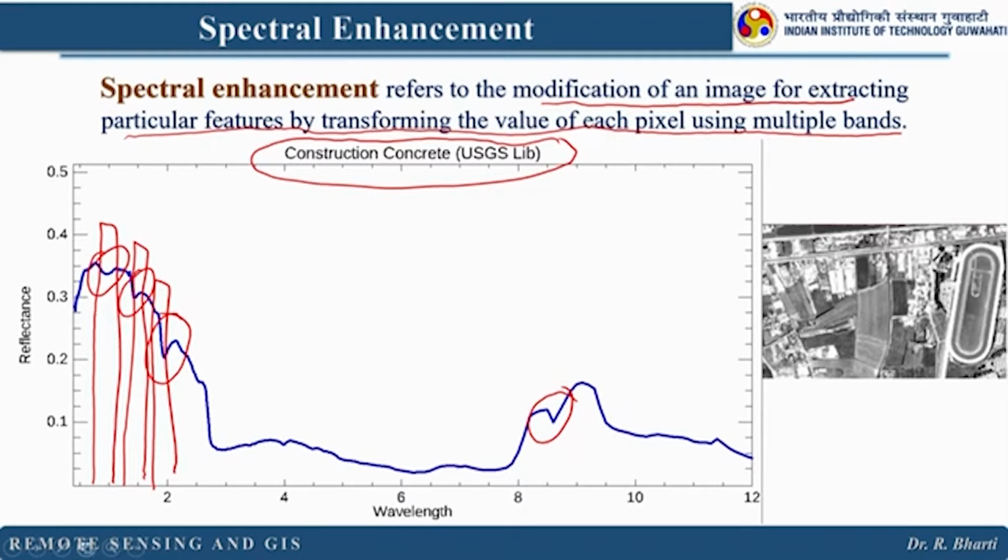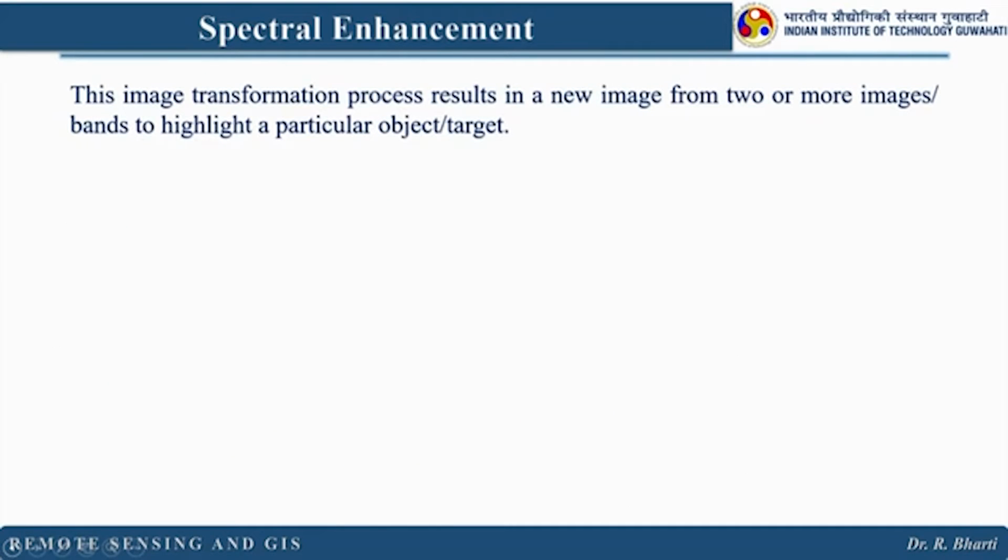You can easily find out the area occupied by concrete in the given image, or vegetation, or any other material, because every material has a characteristic absorption feature, and that is fixed. Now, spectral enhancement is an image transformation process that results in a new image from two or more images or bands to highlight a particular object or target.